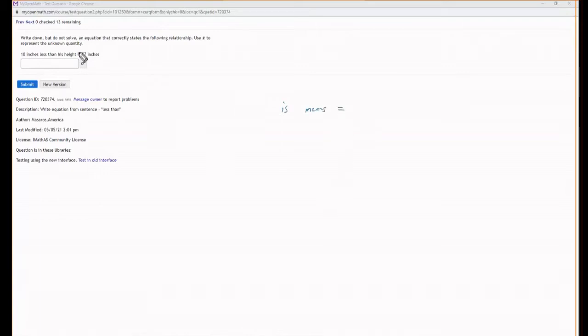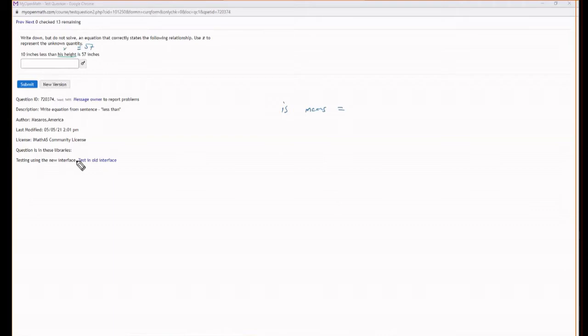Okay, so for that part, I'm going to replace that with an equals. 57 inches, we'll just write 57. The phrase "his height" is my unknown, so that's going to be an unknown x. The tricky part is 10 inches less.